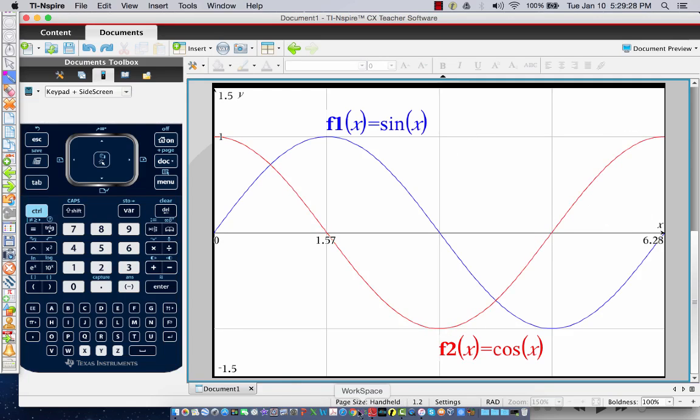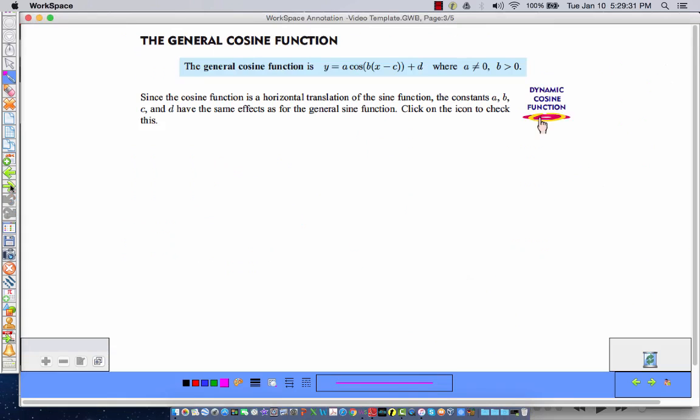All right, so let's do a couple of graphs and we'll wrap this thing up real quick.